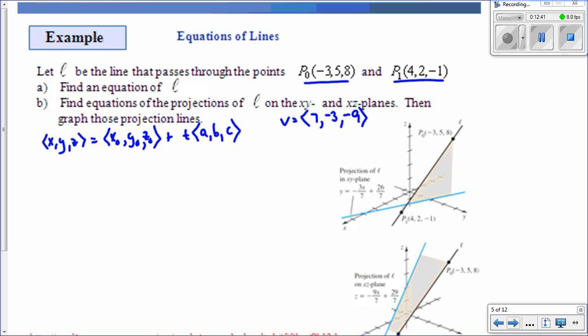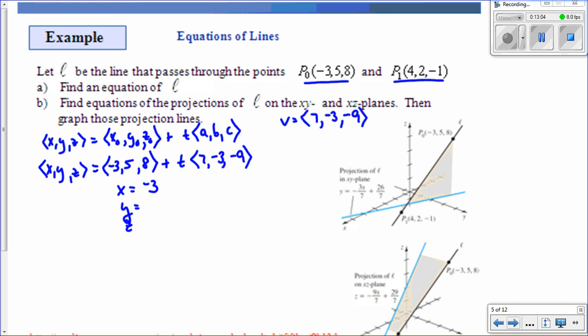So now, use either point that you want, and we'll have (x, y, z) equal (-3, 5, 8) plus t times (7, -3, -9). That's your vector form. Or simply, let me go ahead and just write them all down: x equals -3 plus 7t, y equals 5 minus 3t, z equals 8 minus 9t. And this is your parametric form.